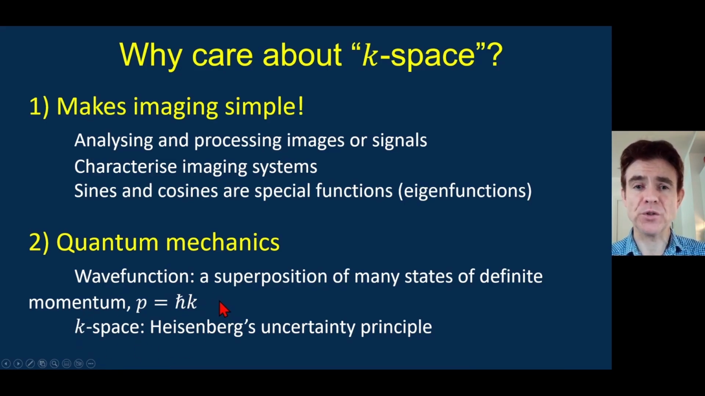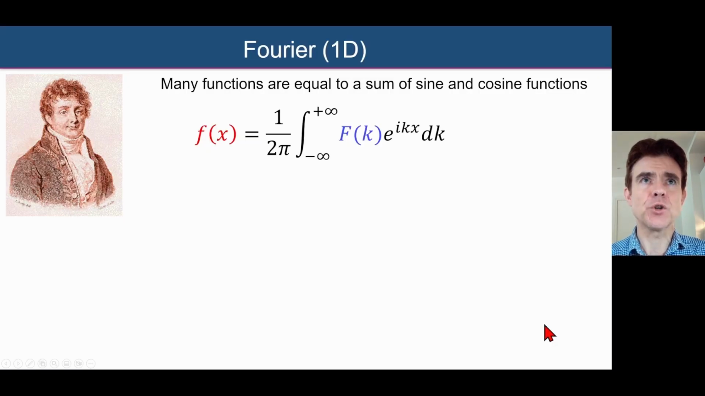And also, if you understand K-space very well, then Heisenberg's uncertainty principle will also become very clear. So we'll start off then with a review of the one-dimensional Fourier transform, and starting off here with the inverse Fourier transform. What we're saying is that many functions, and I'm taking a general function here, f of x, are equal to a summation of sines and cosines with particular coefficients.